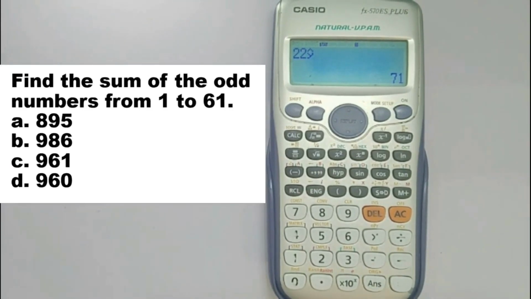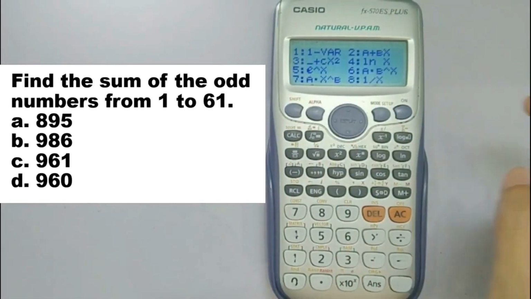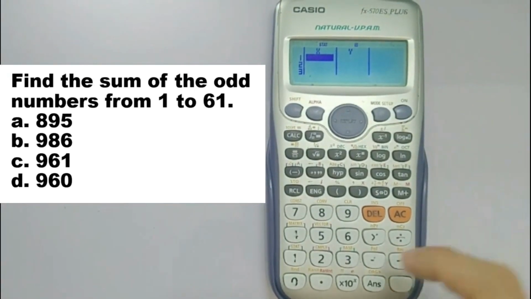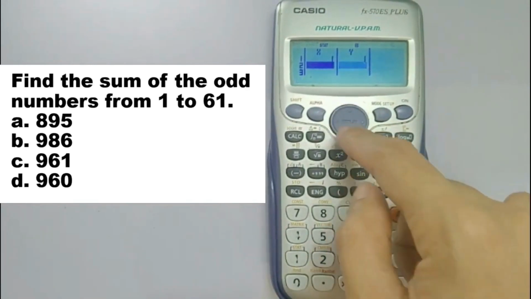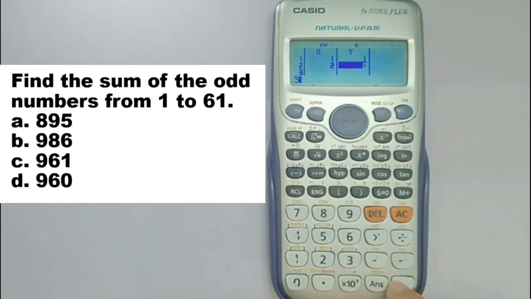So, next problem guys, you have here, find the sum. So, sum of arithmetic progression. So, find the sum of odd numbers from 1 to 61. So, first, hanapin muna natin guys kung pang ilang term yung 61. So, mode again. So, mode stat. So, 3. Arithmetic progression. So, that is 2. Then, we input those values. So, first term, so that is 1. So, odd number kasi. Then, second term, yung second odd number is, so positive tayo, that is 3.